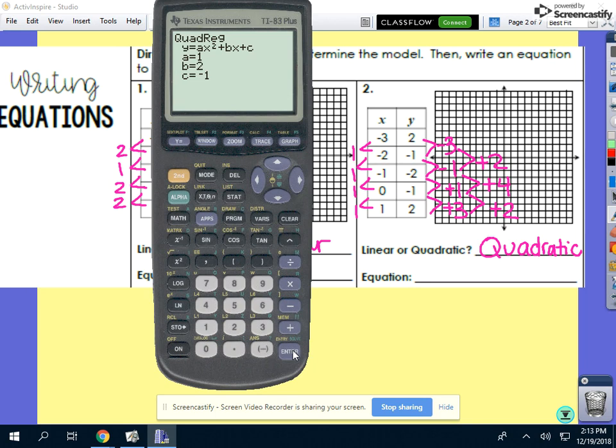Notice your equation is now given to you. Y equals ax squared plus bx plus c, which is the format for a quadratic equation. Your a value is 1, your b value is 2, and your c value is -1.